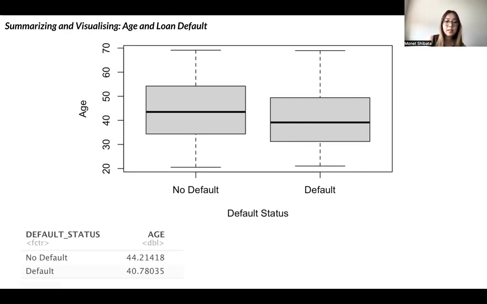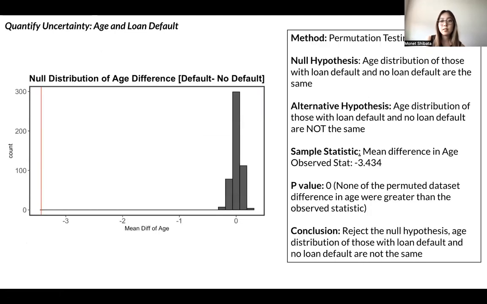And then you can also see that the age for those who did not default is slightly higher than the age range for those who did default. And then to quantify the uncertainty, we used permutation testing with the null hypothesis that the age distribution of those who had a loan default and did not are the same, and then the alternative was that they are not the same.